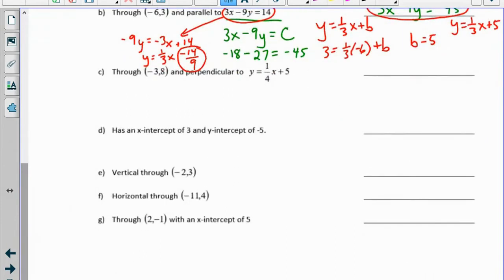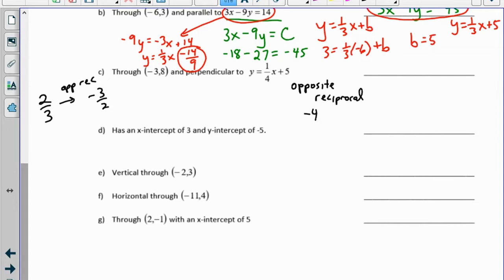Through negative 3, 8 and perpendicular to y equals 1/4 x plus 5. Notice or remember that perpendicular lines have opposite reciprocal slopes. So if two lines have opposite reciprocal slopes, that means I take the 1/4 and I transform it by flipping the numerator and denominator and changing the positive or negative. So 1/4 turns into negative 4. Just another quick example on the side: let's say I had 2/3. The opposite reciprocal of 2/3 is negative 3/2. So I change the positive or negative value, and then I flip the numerator and denominator.